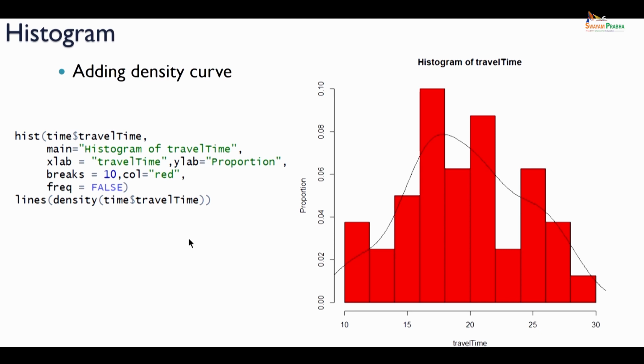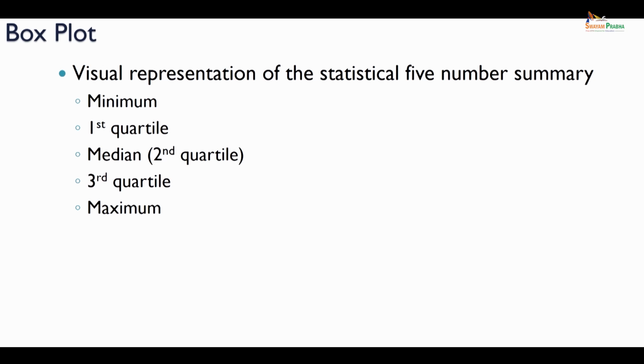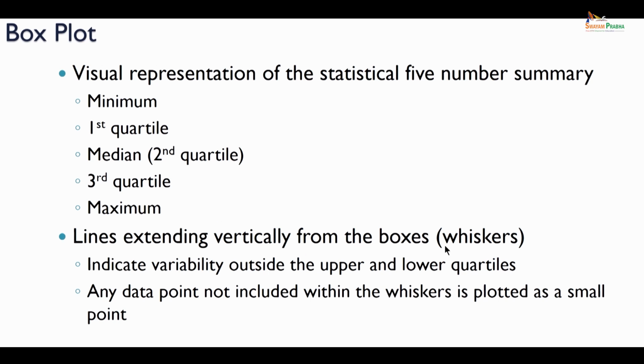So, the next graphical measure is the box plot. A box plot is a visual representation of the statistical 5 number summary. Like I earlier said, the 5 number summary is nothing but the minimum, the first quartile, the second quartile or the median, the third quartile and the maximum. Lines extend vertically from a box plot and these lines are called whiskers. Now, they indicate the variability outside the upper and the lower quartiles. So, any data point which is outside these whiskers is treated as an extreme point and is represented by a small point.